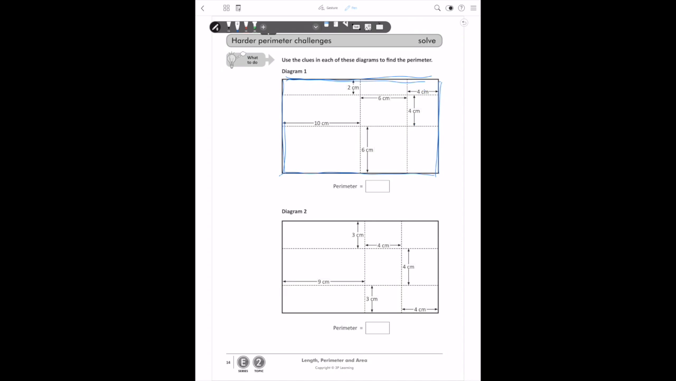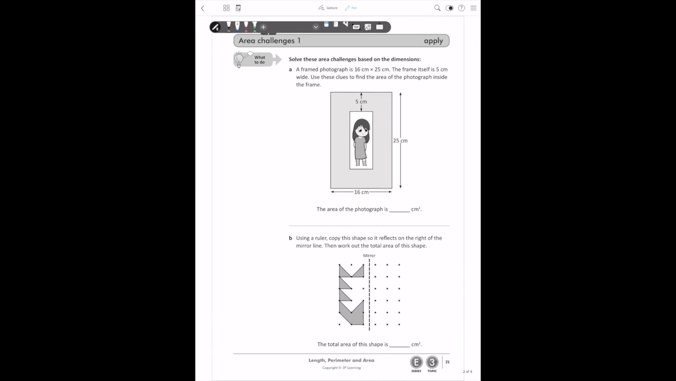So you need to figure out using your knowledge of rectangles and your knowledge of measurements, okay, to figure out the perimeter. On the next page, solve these challenges, okay?